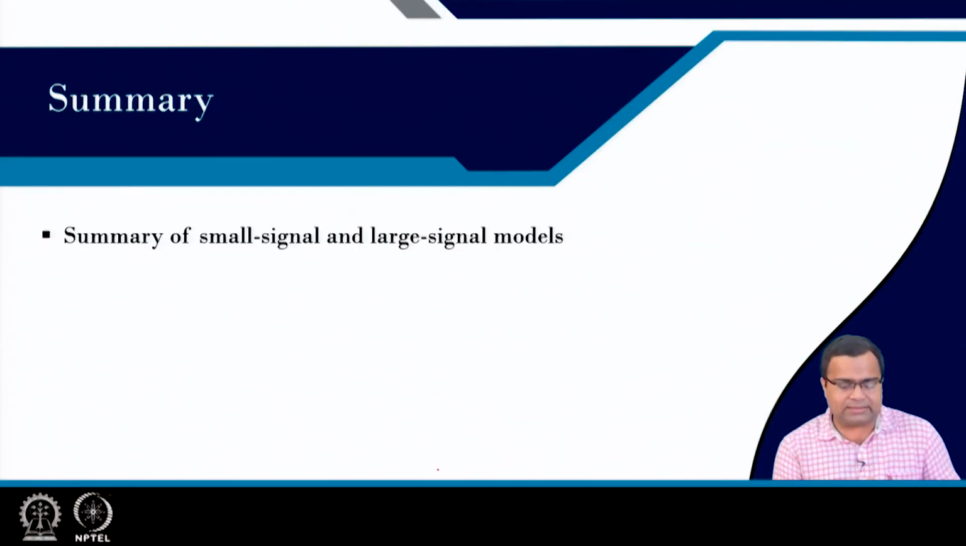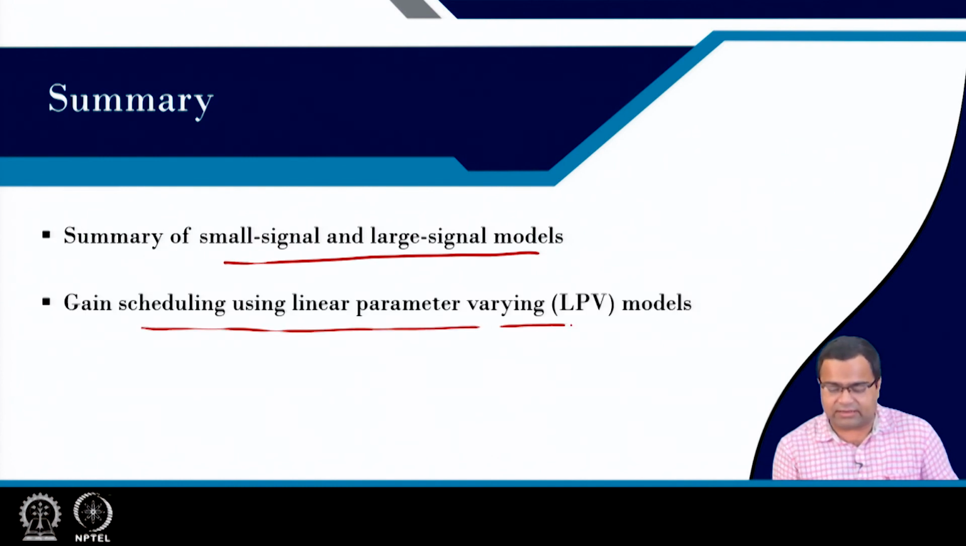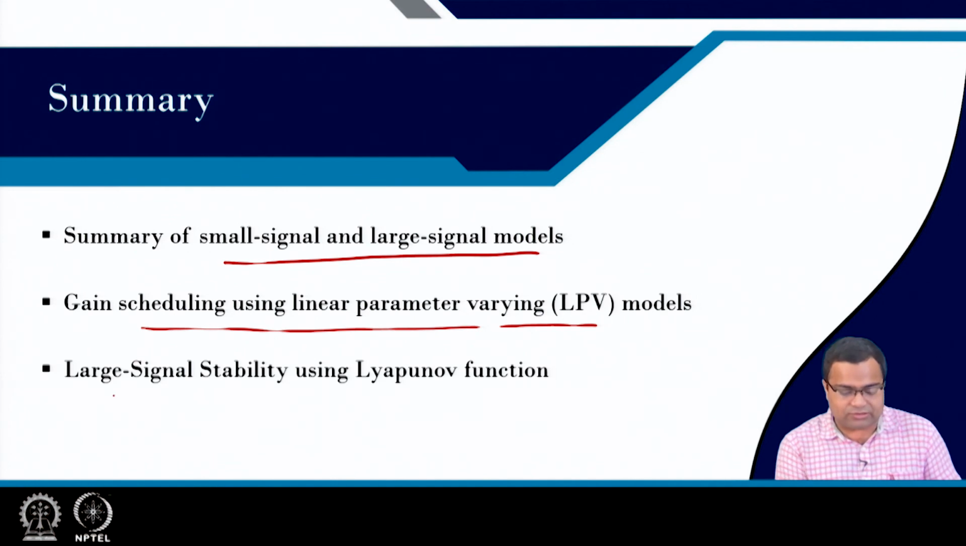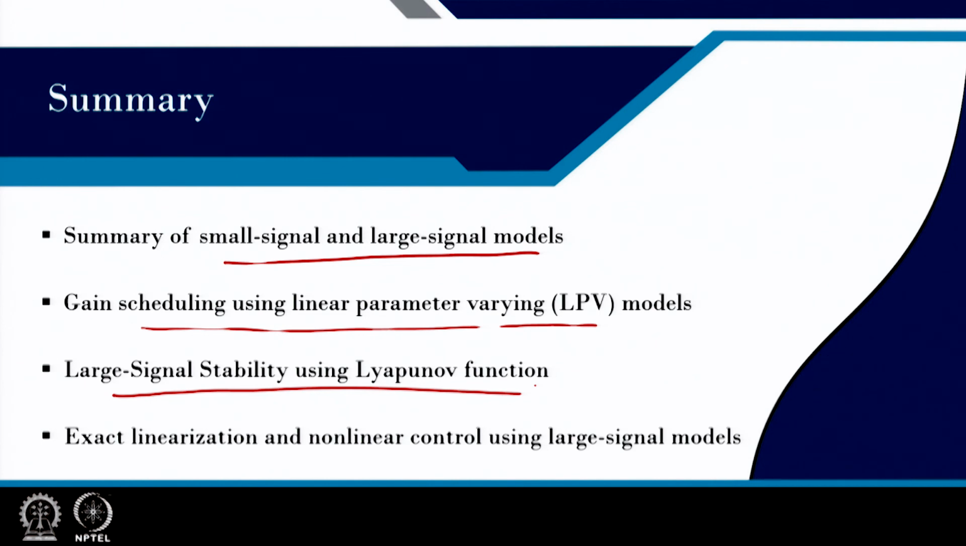So, with this I summarize that we discussed the small signal model, large signal model, gain scheduling and linear parameter varying model, we also discussed large signal stability using the Lyapunov function, and we also discussed exact linearization and nonlinear control using the large signal model. And some of the case studies, gain scheduling and then the Lyapunov function based approach, we will consider in week 12. We will take case studies using MATLAB. So, with this I want to finish it here. Thank you very much.